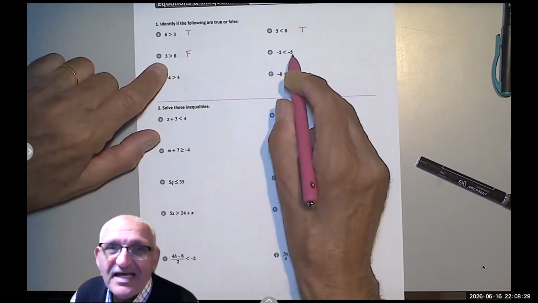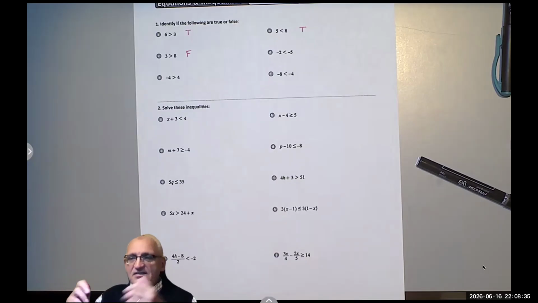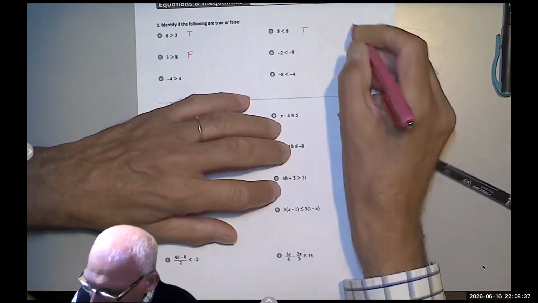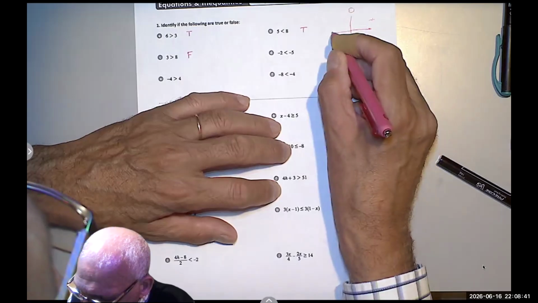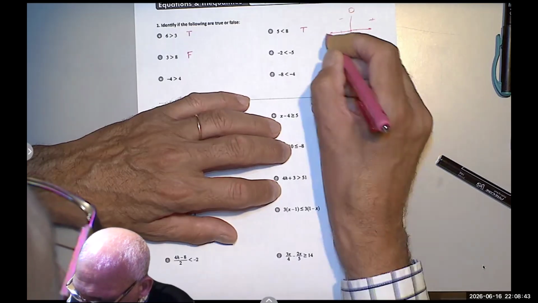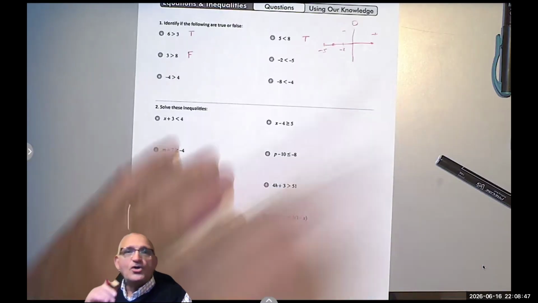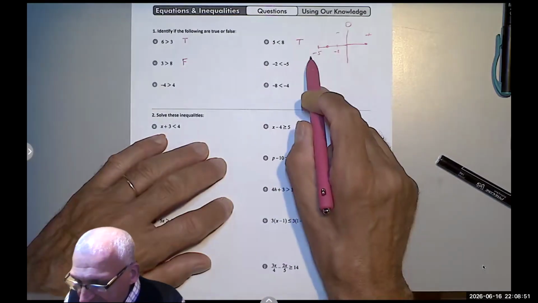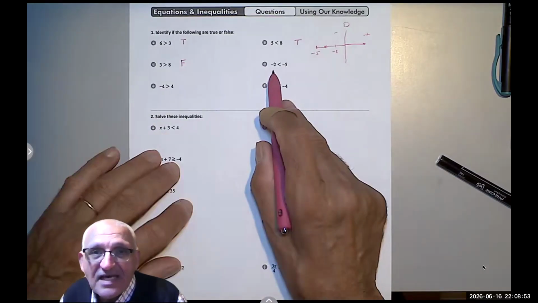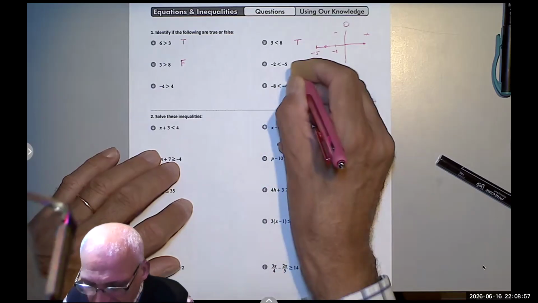-2 is less than -5. Here people have trouble. No, you think about it as, here is the 0. This is positive. This is negative. So -2 is here. -5 is there. The one to the right is always greater than the one to its left. So -2 is greater than -5, but here it says -2 is less than -5, so that's false.